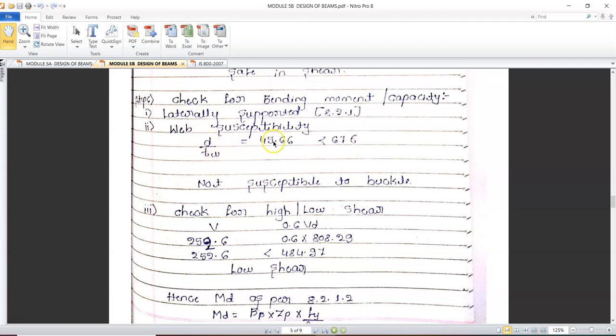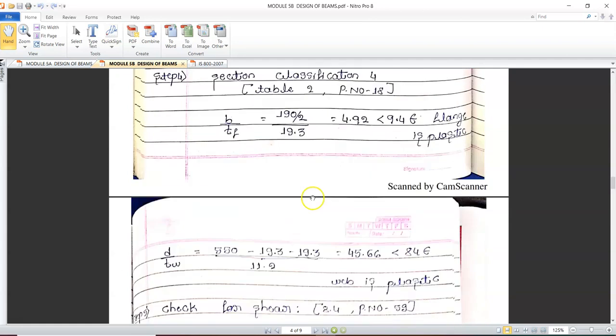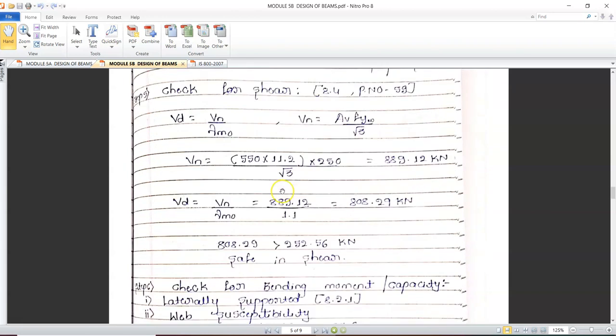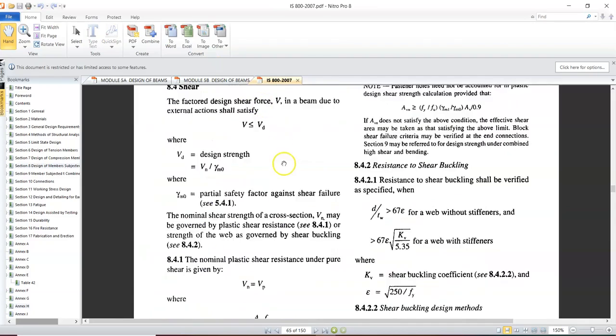D by Tw is 45.66. D is the depth of the web divided by the thickness of the web. That calculation we have already done in the section classification here. D by Tw, which is 45.66, is less than 67 epsilon. It means the web is not susceptible to buckling. Now the reference for this is given in.